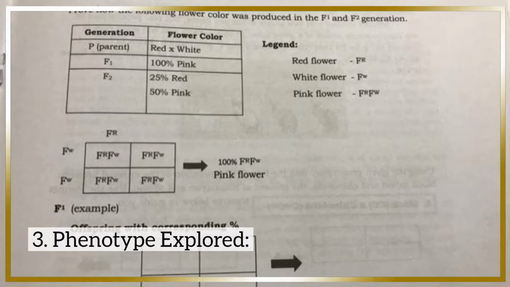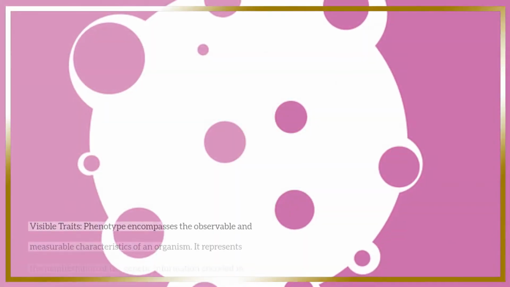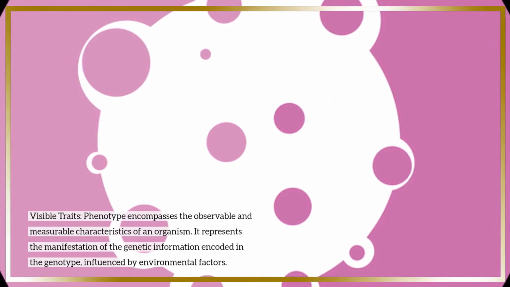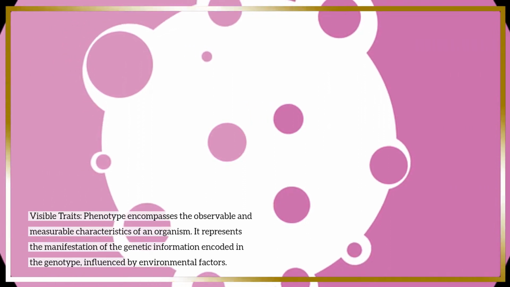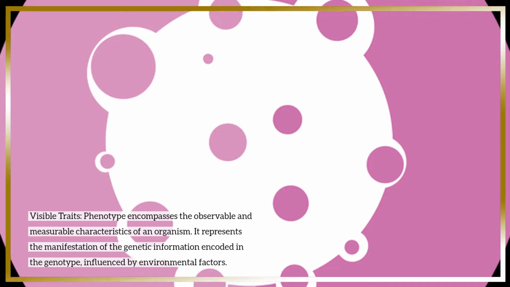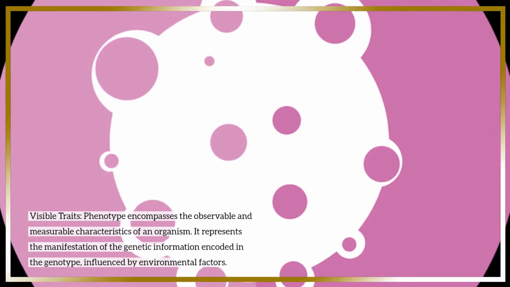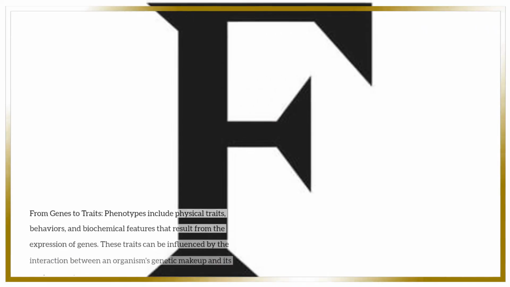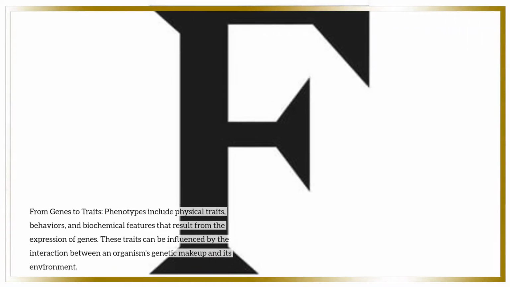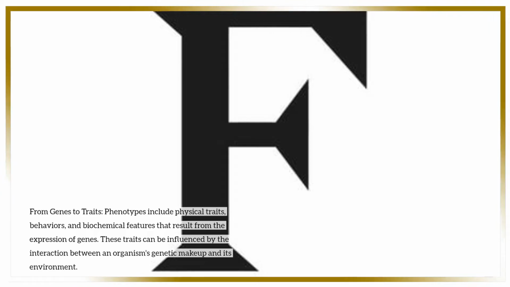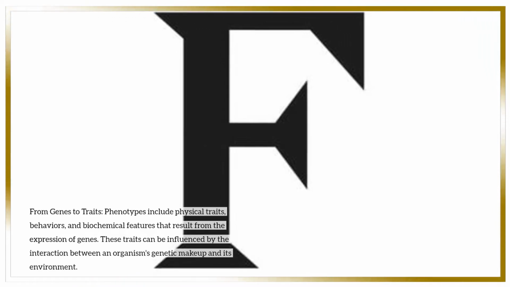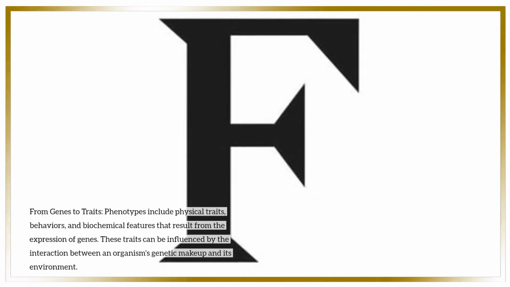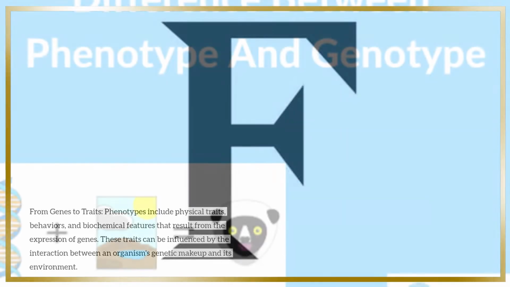3. Phenotype explored. Visible traits. Phenotype encompasses the observable and measurable characteristics of an organism. It represents the manifestation of the genetic information encoded in the genotype, influenced by environmental factors. From genes to traits. Phenotypes include physical traits, behaviors, and biochemical features that result from the expression of genes. These traits can be influenced by the interaction between an organism's genetic makeup and its environment.